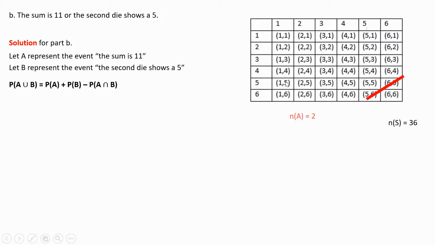It's going to be all these right here, because here the second die is a 5. 1,5, 2,5, 3,5, 4,5, and so forth. So it's going to be 1, 2, 3, 4, 5, 6. So it's equal to 6. Now, where do they intersect? It will be right there. So it's going to be 1. So let's plug into the formula. 2 over 36 plus 6 over 36 minus 1 over 36. The answer will be 7 over 36. So this is your answer, guys.